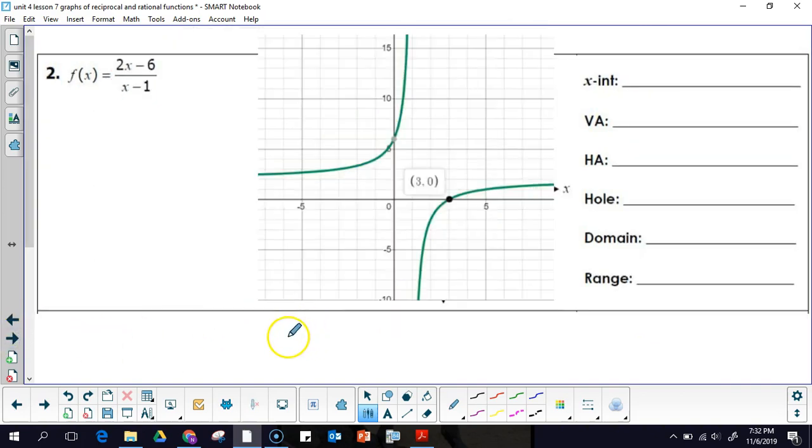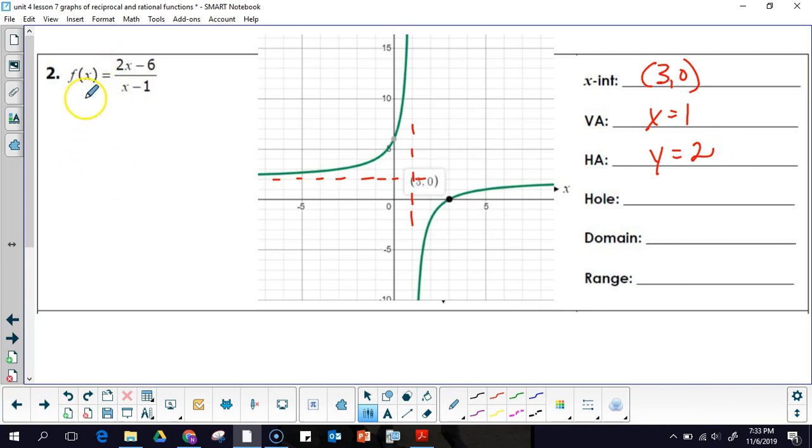Okay, the next one, you got 2x minus 6 over x minus 1, and it's graphed here. The x-intercept is at 3, 0. The vertical asymptote looks like it's at y equals positive 1. I'm sorry, x equals positive 1 right here. So x equals 1. The horizontal asymptote is at y equals 2 right here. There are no holes in this either.